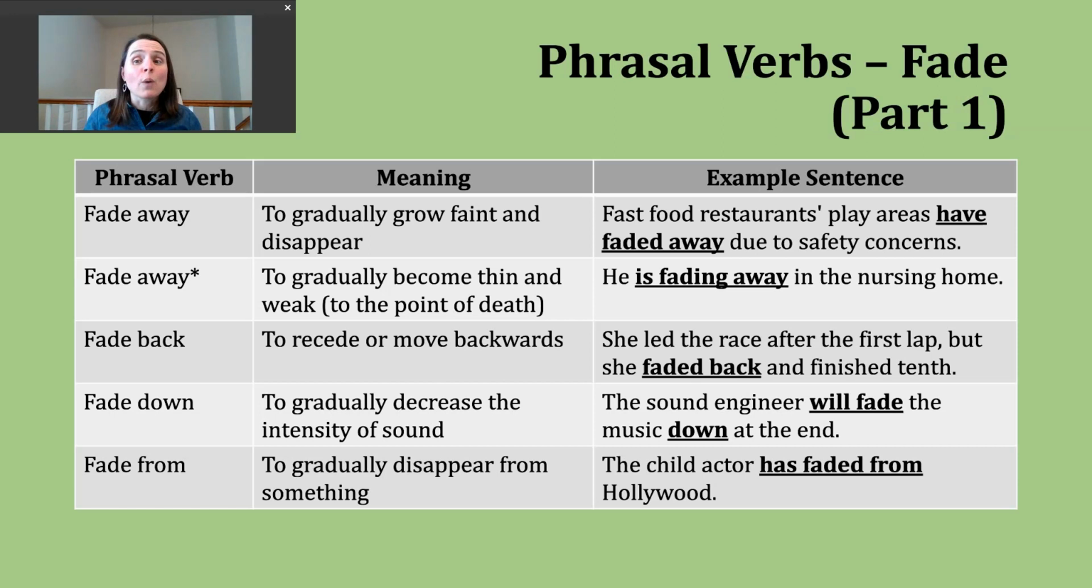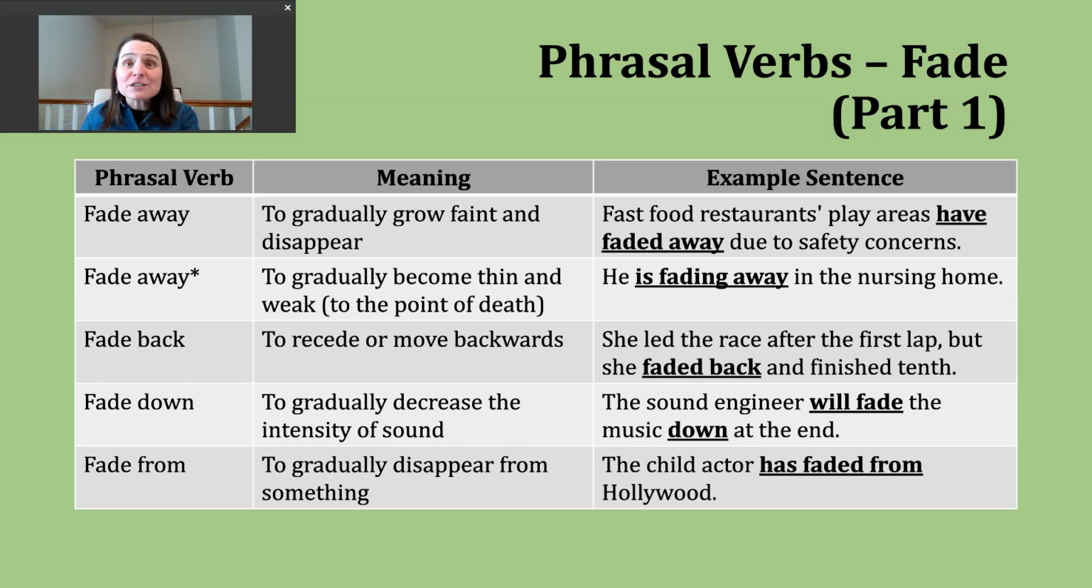He is fading away in the nursing home. So this is an example of present progressive or present continuous. And sometimes this happens where someone just kind of reaches a point where maybe their health concerns are just too much. It's kind of too exhausting, and they feel ready for whatever comes next.